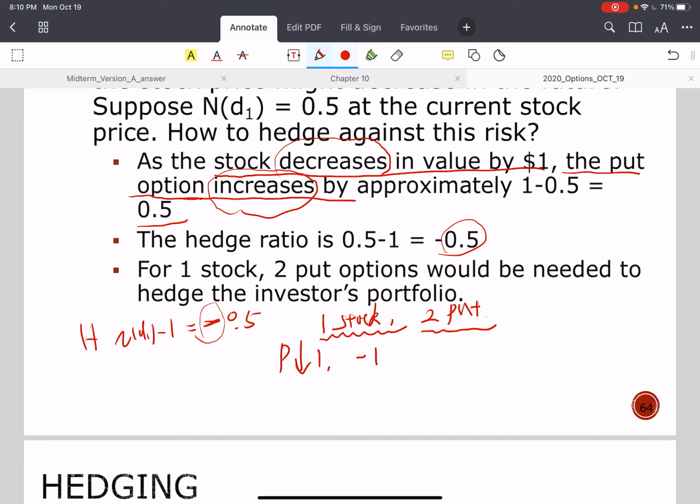So the total increase in your put options position is 2 times 0.5, which is 1, right? So you can see that the loss in the stock position will be offset by the gain in the put position. So in the end, the portfolio's total value will stay the same if there is a decrease in your share price. So you can see that using a put option, you can insure against this stock downside risk.